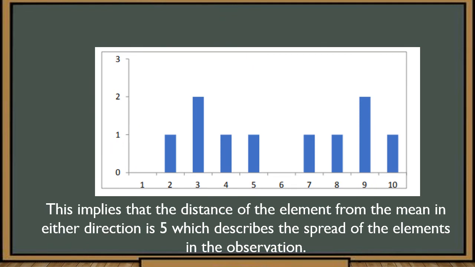So this implies that the distance of the element from the mean in either direction is 5, which describes the spread of the elements in the observation. So again, when we talk about the spread, it is the coverage of the elements, how far it is, what is the distance from the mean.